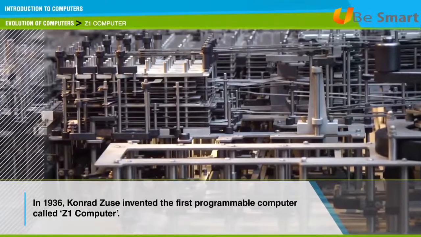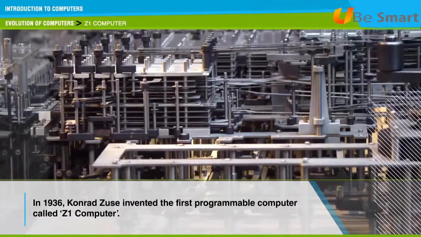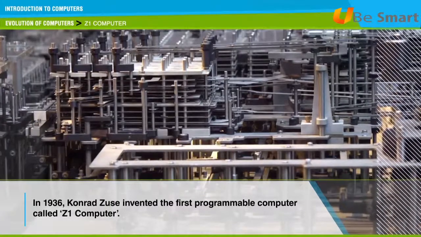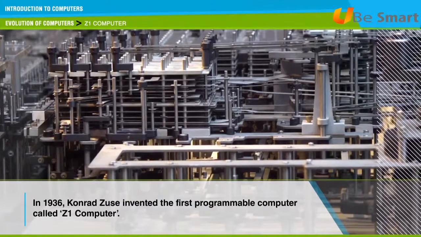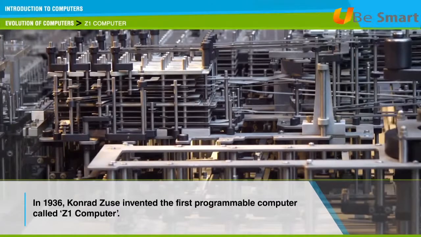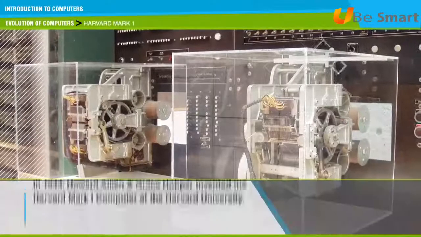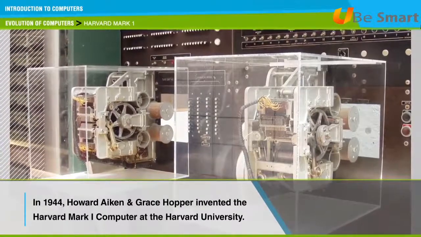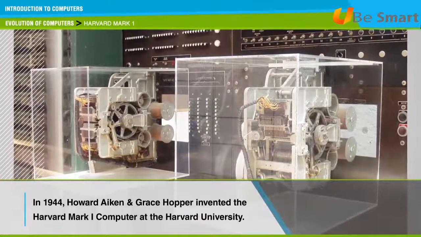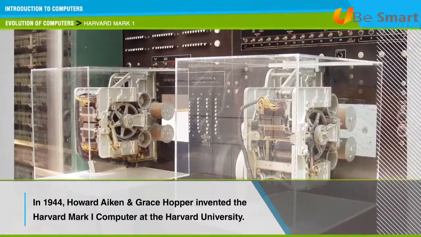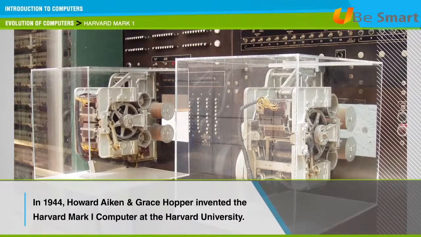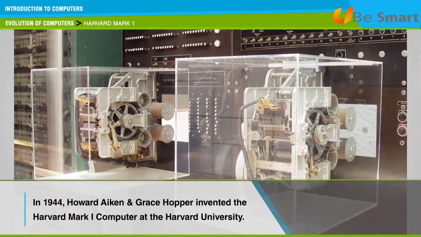In 1936, Konrad Zuse invented the first programmable computer called the Z1 computer. It read instructions from perforated 35mm films. In 1944, Howard Aiken and Grace Hopper invented the Harvard Mark I computer at Harvard University. It was a 5-ton device with 760,000 separate pieces. It was initially used by the US Navy.